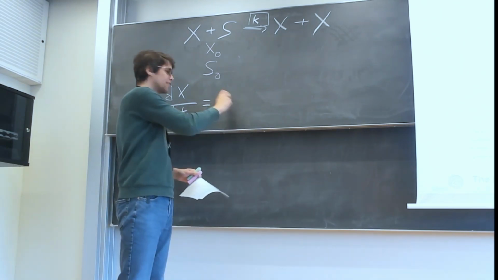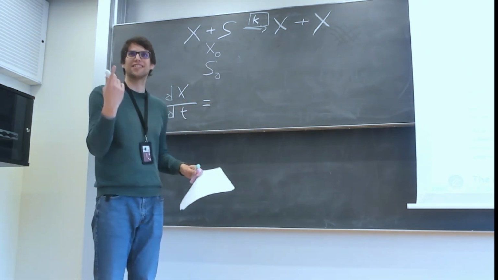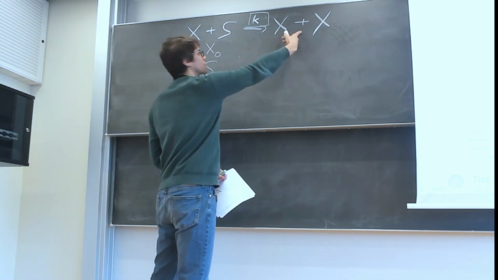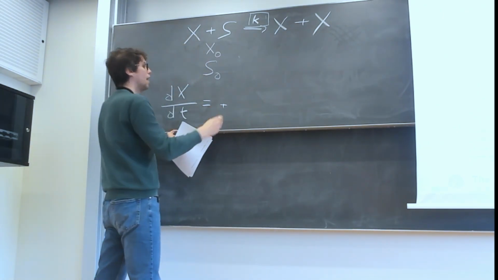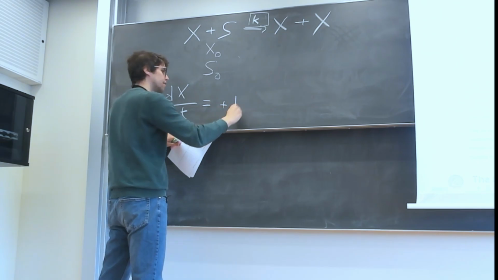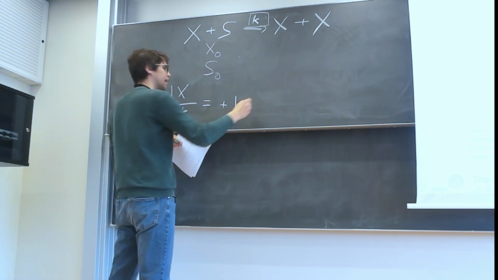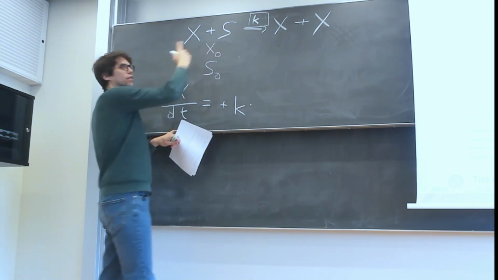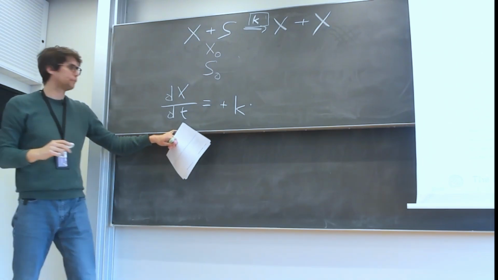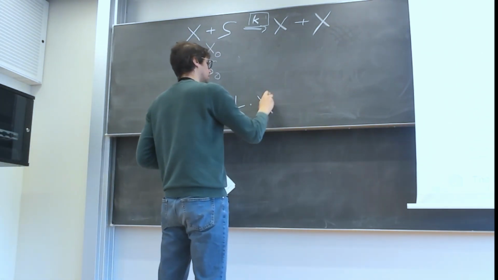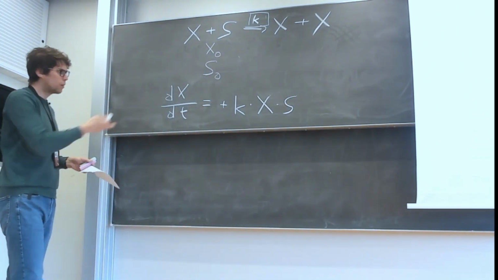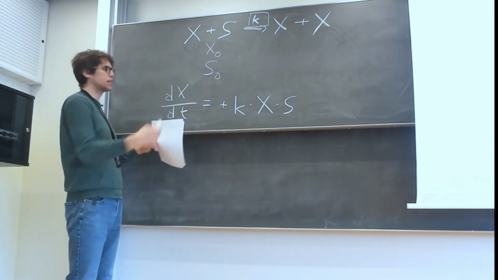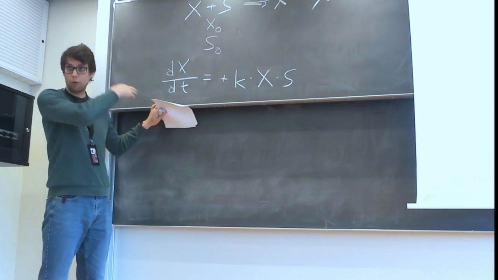Do I put a plus or a minus here? Does it go up or down? A plus, yeah, because x gives 2x, so there's one x coming in here. So there's a plus. And then it's k, the rate constant. And in the mass action, we have the product of these two things, right? x times s. And now we could write a second equation for s, which with a minus, of course.